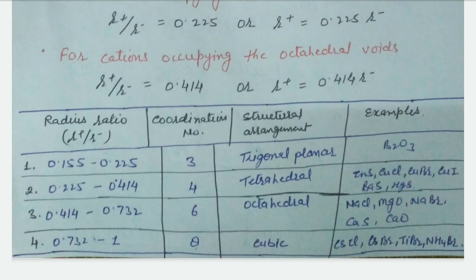And the fourth one is 0.732 to 1. They have coordination number 8, form a cubic shape, and the examples are CsCl, CsBr, TlBr, NH4Br. These are the common examples of compounds that have a cubic arrangement, coordination number 8 and the radius ratio between 0.732 and 1. That's clear? These are the radius ratios.